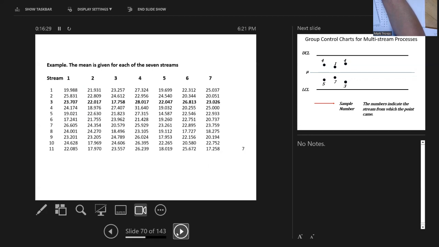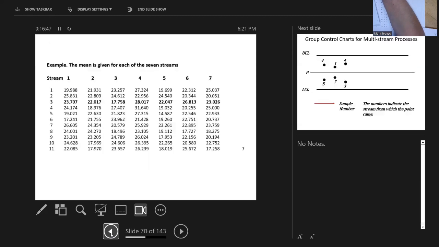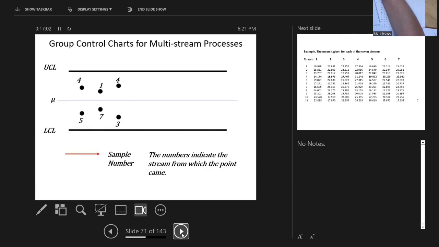This time it looks like the highest is at stream 6 at 26.8, and the lowest looks like stream 3 at 17.758. Let's see, was I looking at that right? Let me just double check. Yes, stream 3. Oh yeah, I missed it, stream 4 was the highest, 28.017. Stream 3 was the lowest at 17.758. And that's what's plotted here, the highest and the lowest again.